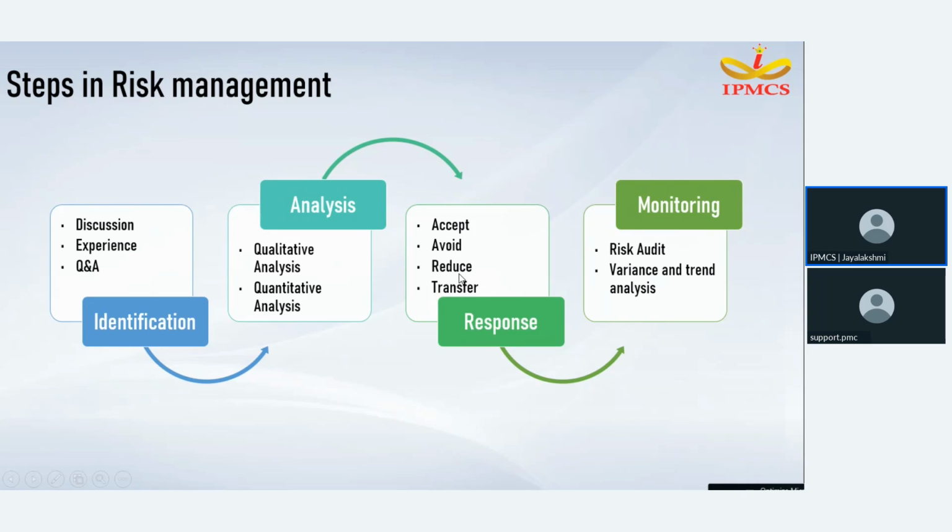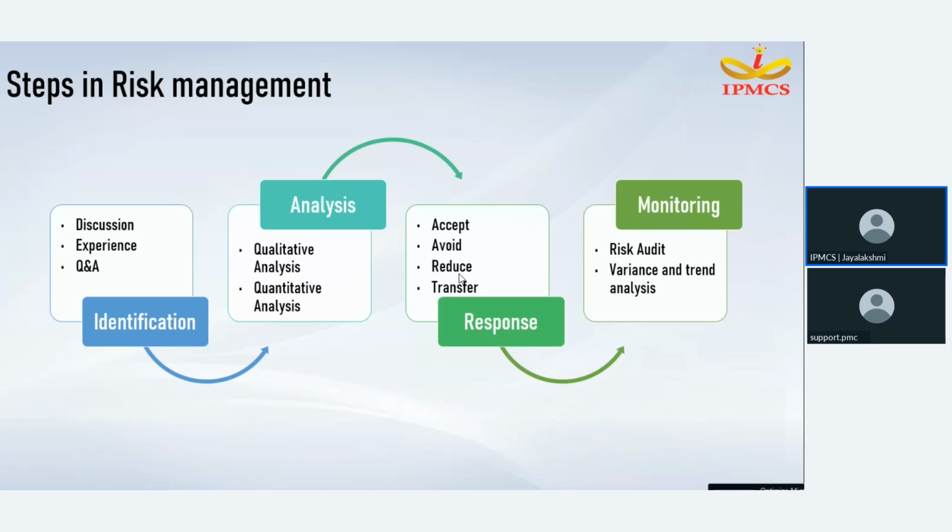Next one is reduce or mitigate the risk. Reduce or mitigate is basically reducing the probability of occurrence of that risk. We can't avoid it completely, but we can reduce the probability. For example, we can conduct more tests and inspections so that accidents or risks related to quality can be reduced, and we can choose a stable supplier so that sudden price fluctuations can be mitigated to an extent.